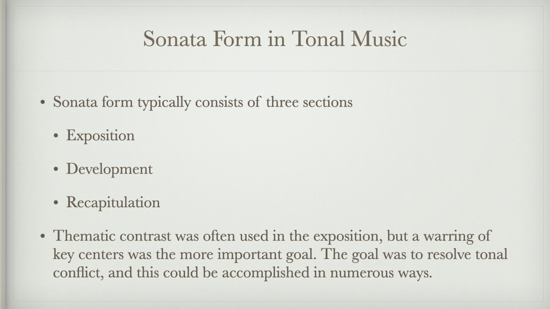So thematic contrast was often used in the exposition, but there's sort of a warring of key centers that was the more important goal. It used to be that we tried to analyze sonatas by different themes, like the A theme and the B theme, and we tried to analyze the sections based on where these themes occurred. But in the classical and romantic period, we started to find that actually it's more of a key center that defines the form of sonata form. So we went from themes to just looking for key centers.